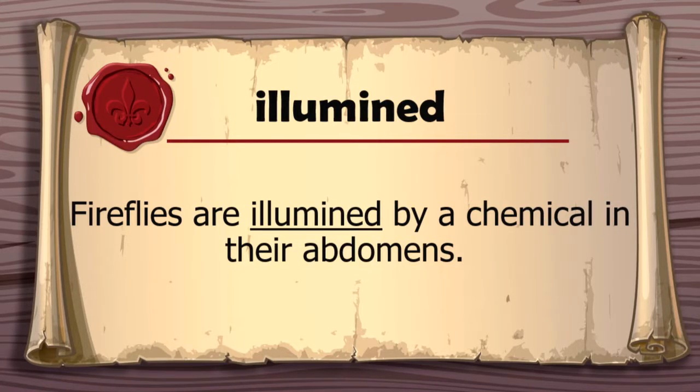All right, our next word is illumined. Fireflies are illumined by a chemical in their abdomens. Well, I'm sure you know that fireflies are bugs that are able to light up at night. So how are they able to glow? Well, they have a special chemical in their abdomens, and this is what illumines them. So to be illumined is to be lit up or to create light.